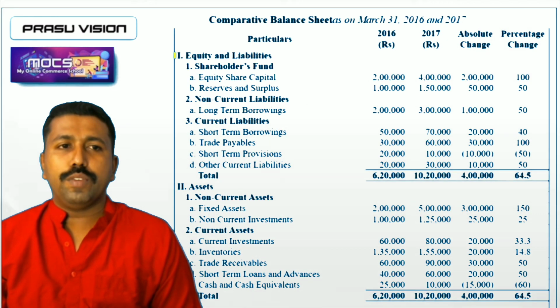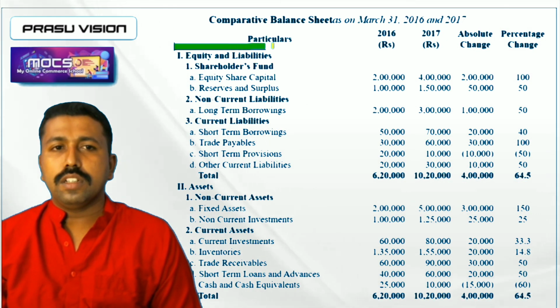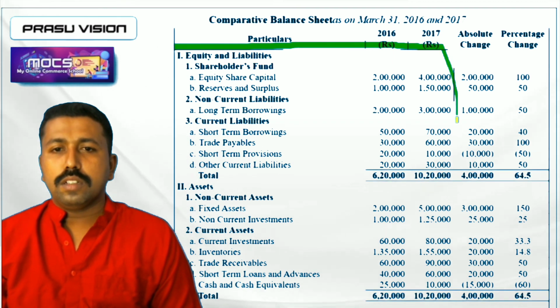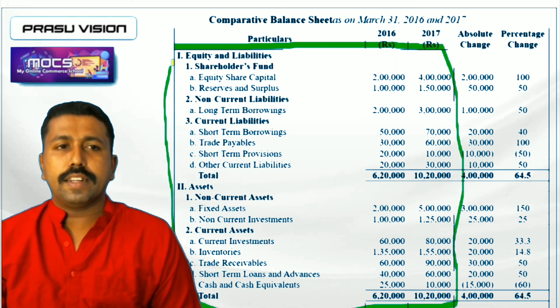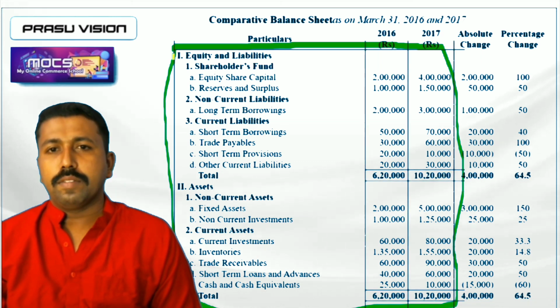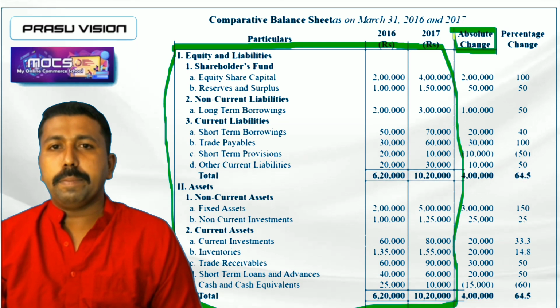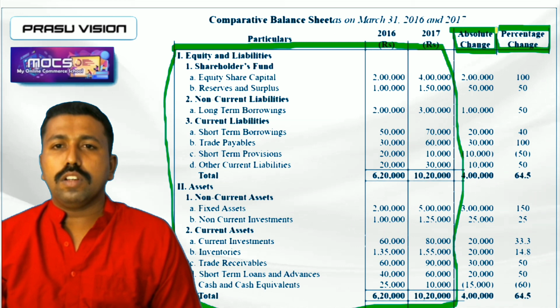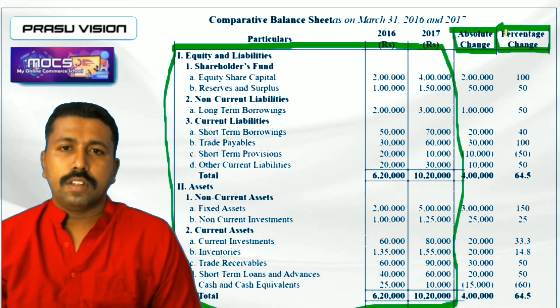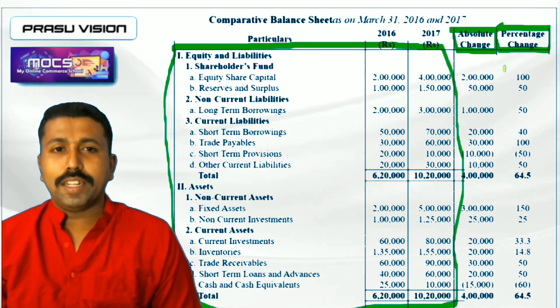Just look at that. When we go through the solution, the first part is the question. This part shows the question. Next, what we have to do is another column will be given for absolute change and another one for the calculation of percentage change. How can we find out the value? That is the question. Here, just look at that.